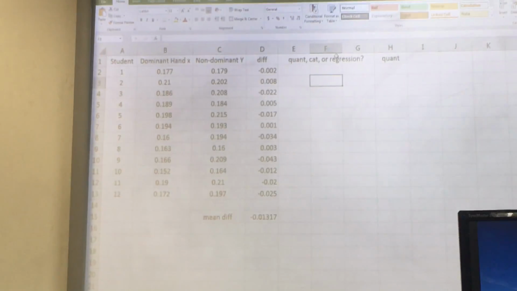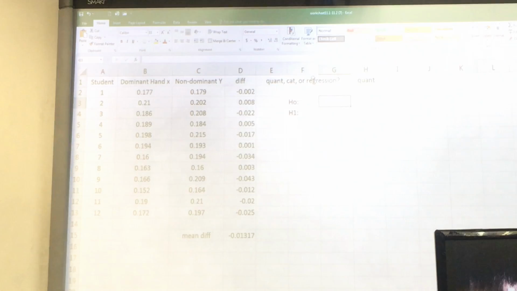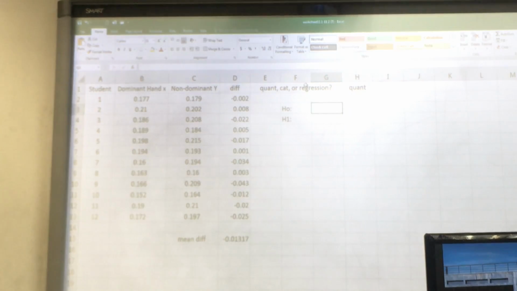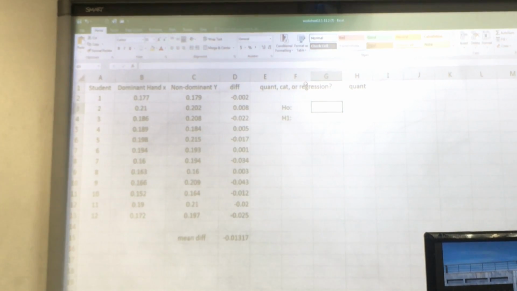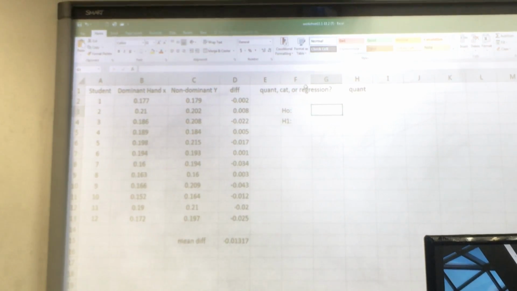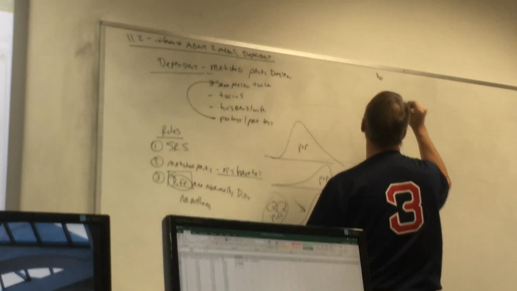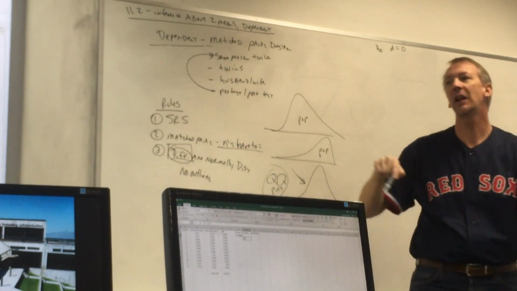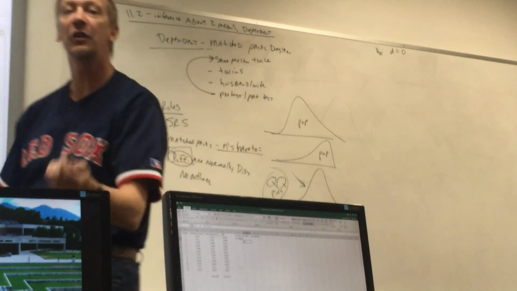Okay, so step number 2 is, now, in this case, I'm going to give this one to you because I don't think this one's going to be really super clear. Okay, now remember, we're concentrating on the differences. Okay? So, in this case, when we're doing a matched pair thing, the null hypothesis is going to be that your difference is 0. There is no difference between your left hand and your right hand. We always assume there's no difference.